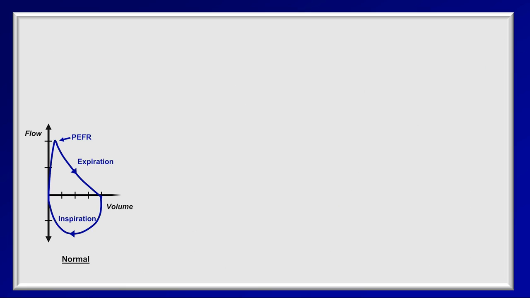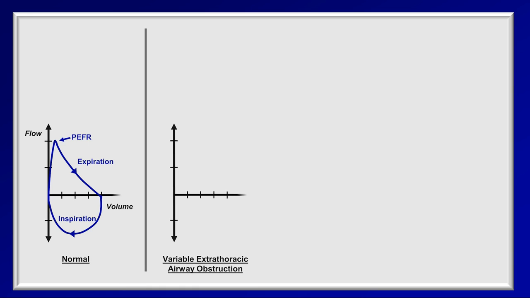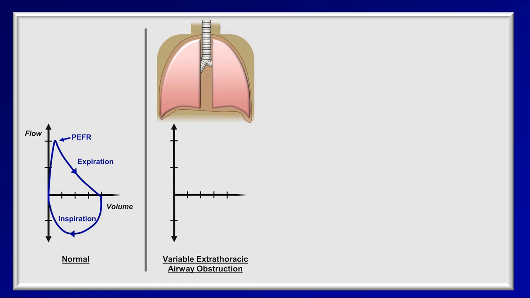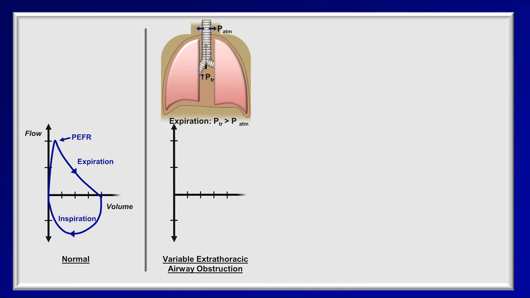In addition to those three patterns, there are three classic patterns of upper airway obstruction, which would not be included in the general category of obstructive lung disease. The first is variable extrathoracic airway obstruction. In this condition, during expiration, the intratracheal pressure exceeds atmospheric pressure, which helps to keep open the airway despite obstruction.